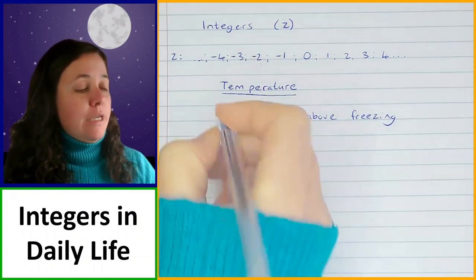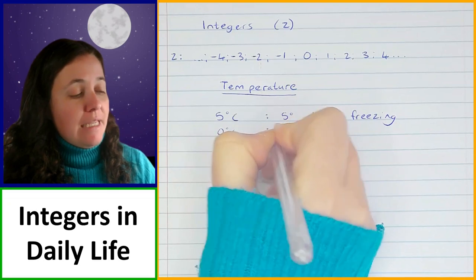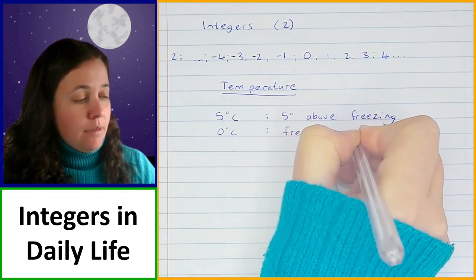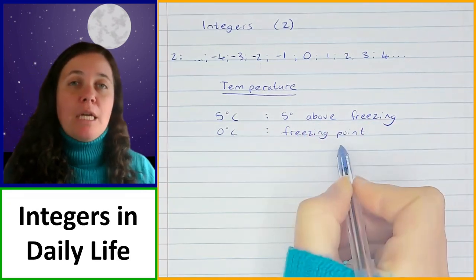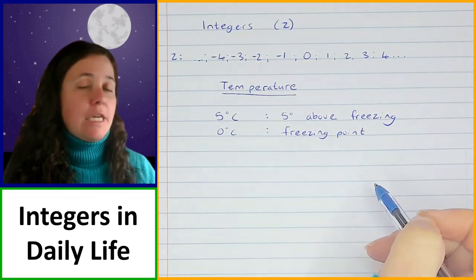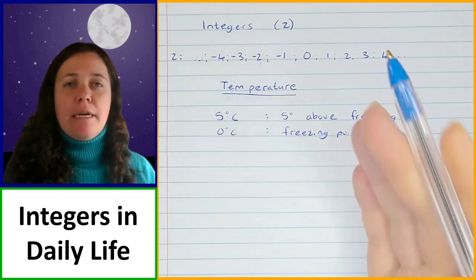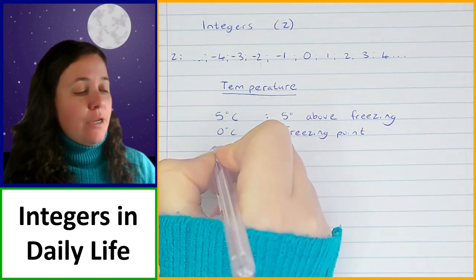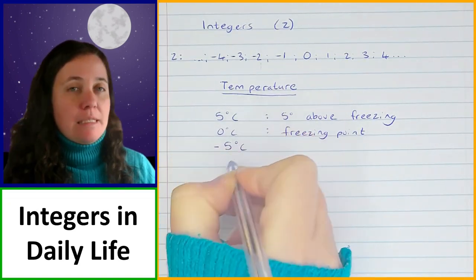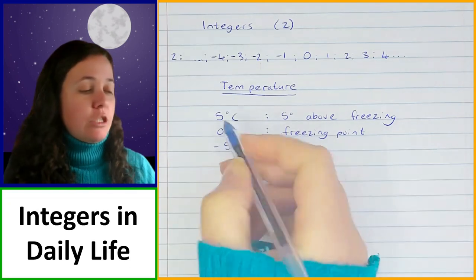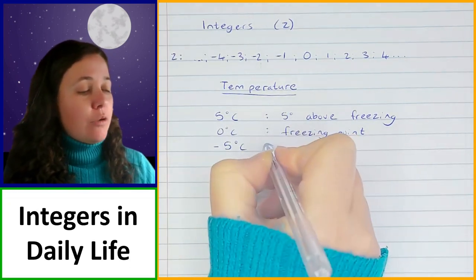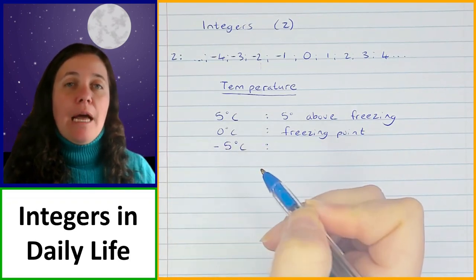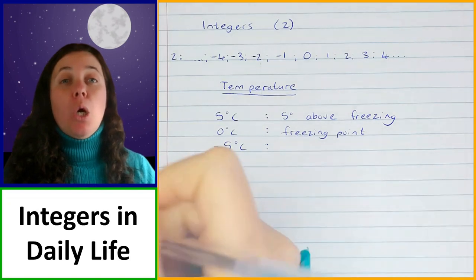Okay, then you get 0 degrees Celsius. Now this is freezing point. In other words, this is the temperature at which water will freeze. Okay, so then you'll start getting things like frost and snow and so on. Then you also have negative 5 degrees Celsius as a possibility, and other negative numbers as well, just like you have other positive numbers as well. Okay, so what negative 5 degrees Celsius means is that you have 5 degrees below freezing.